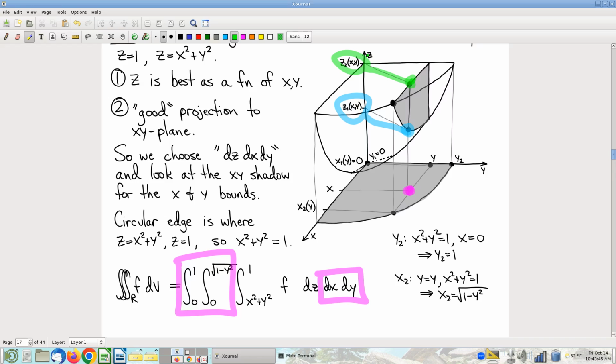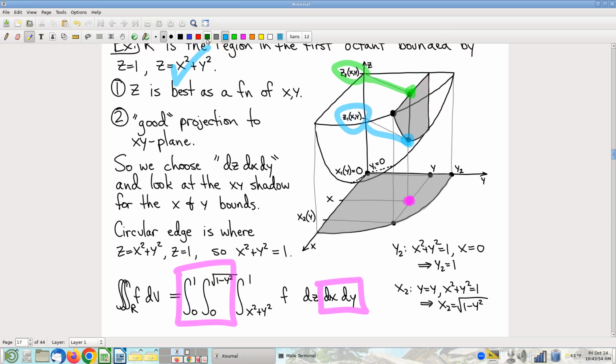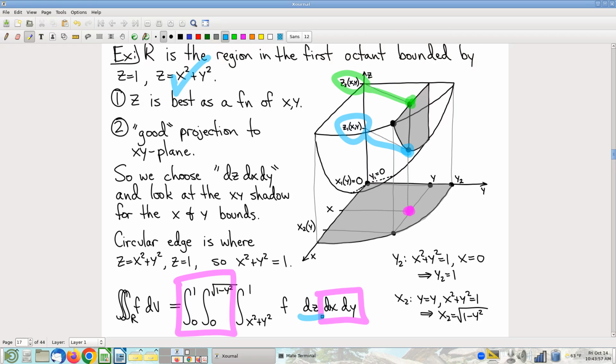Conveniently, we've already arranged that this starting point is always on the same surface. This starting point is always on that surface right there, and so solving for z is easy. Right? And likewise, the ending point here is always on this same surface, and so that ending value is also going to be easy to solve for. Everybody on board?